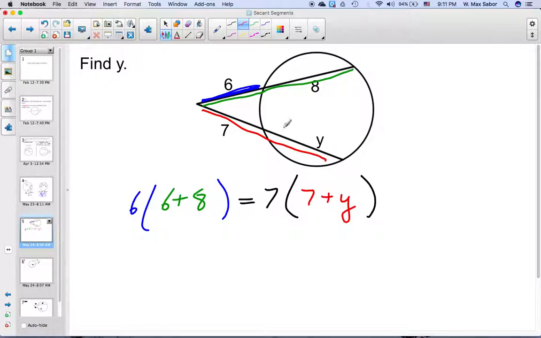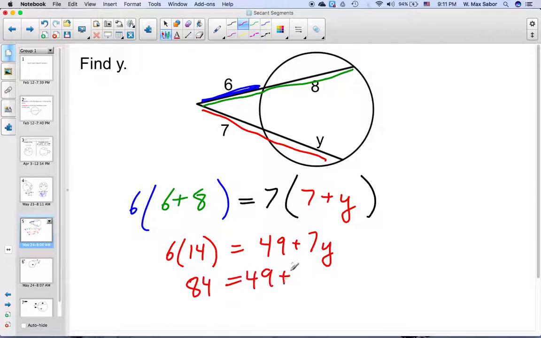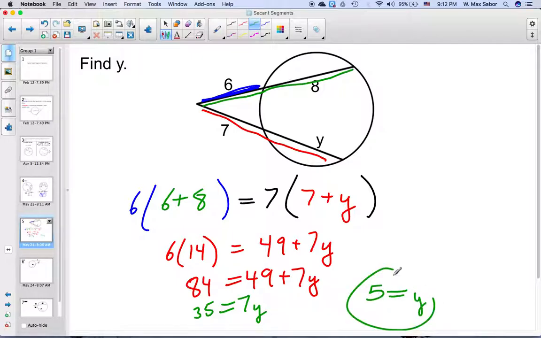So 7 plus y. When we solve this, we get 6 times 14 equals, distribute, you get 49 plus 7y. So this will be 6 times 14 is 84. And now we just solve normally. Subtract 49 from both sides to get 35 equals 7y. And then dividing by 7 gives y equals 5.